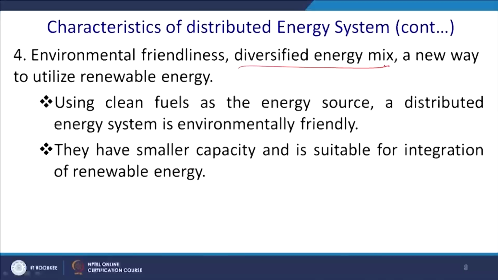Characteristics of the distributed energy system. Environmental friendliness, mostly we are going towards green. We shall use mostly wind, solar and biomass. Diversified energy mix, a new way to utilize renewable energy. Using clean fuel as an energy source, a distributed energy system is environmentally friendly. They have smaller capacity and are suitable for integration with renewable energy sources.